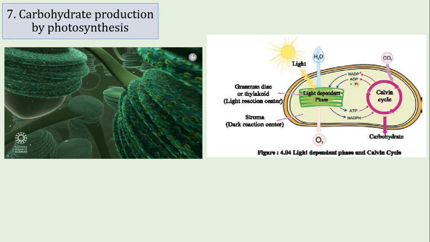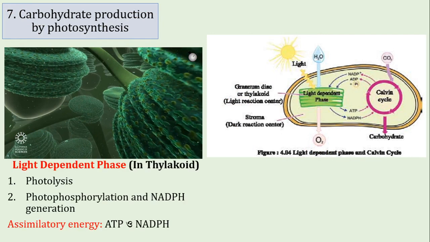So now we'll understand the same topic we have discussed in the previous slide. We discussed that the light dependent phase takes place in the thylakoid, and two important reactions during the light dependent phase are photolysis, the breakdown of water, and photophosphorylation, the production of ATP, and NADPH generation, that is the third important chemical reaction during the light dependent phase. And we have already discussed why ATP and NADPH are called the assimilatory energy.